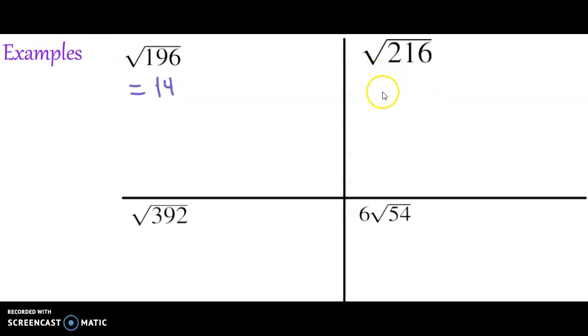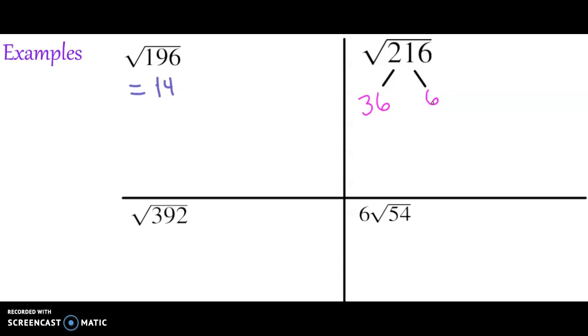Now, the next one, square root of 216. This is not a perfect square, so I now need to look for factors that are perfect squares. Going through my list, I know it's divisible by 1. I'm finding out, is it divisible by 4? Going on with my perfect squares and seeing which is the greatest number, in this case it's 36 times 6. So 36 times 6 is 216.